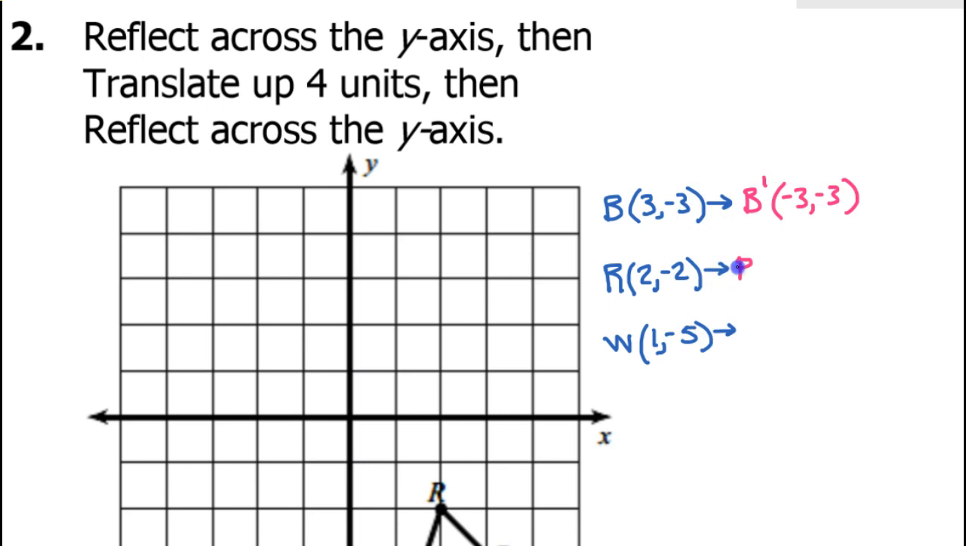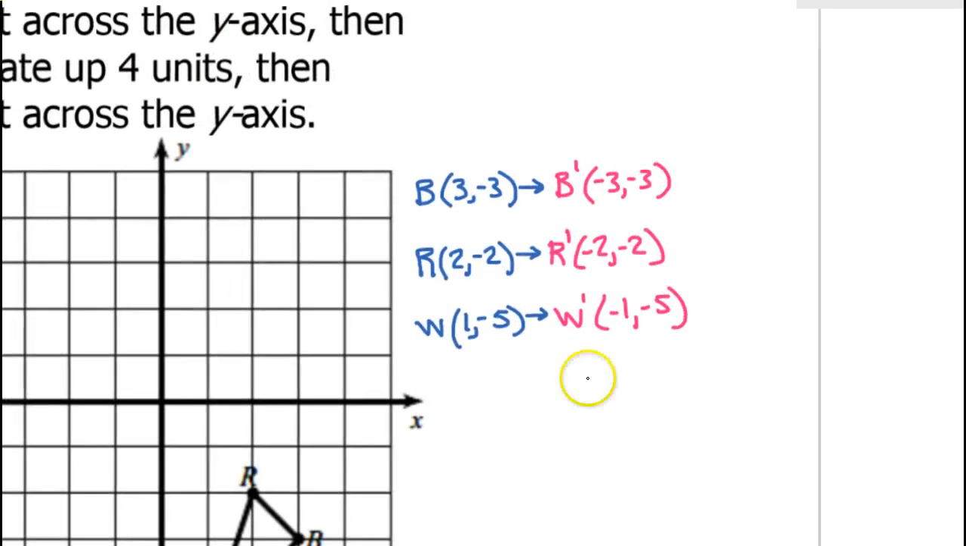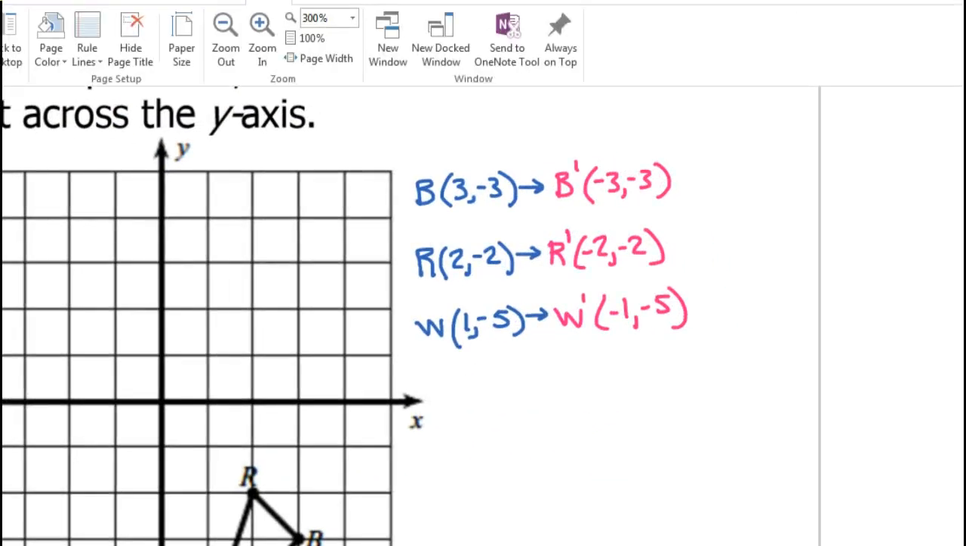So let's see, how about R prime? Again, the y value stays the same. So this should be negative 2, comma, negative 2. Notice how the y value stayed the same. And for W prime, I should have negative 1, comma, negative 5. Notice how the y value stays the same. So we did the first reflection across the y-axis. Now we need to translate up 4 units. All right, and that is going to give us the double prime.